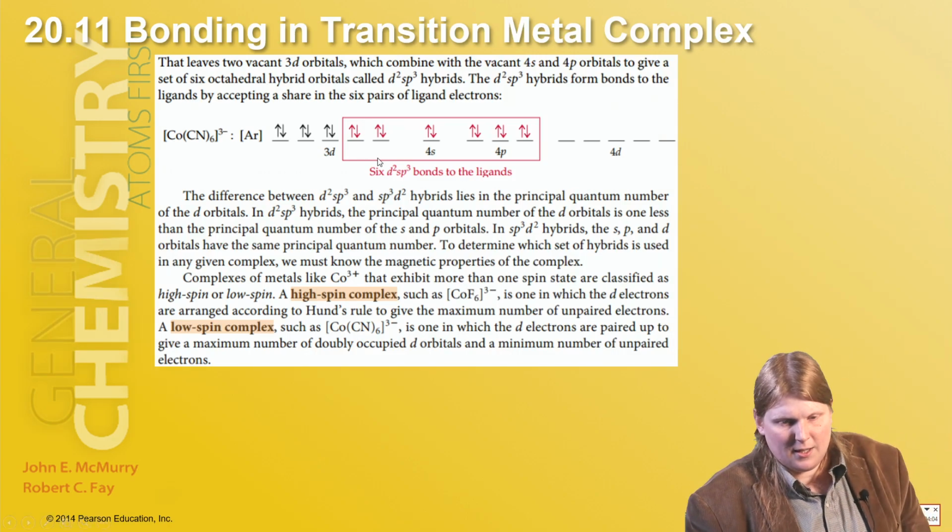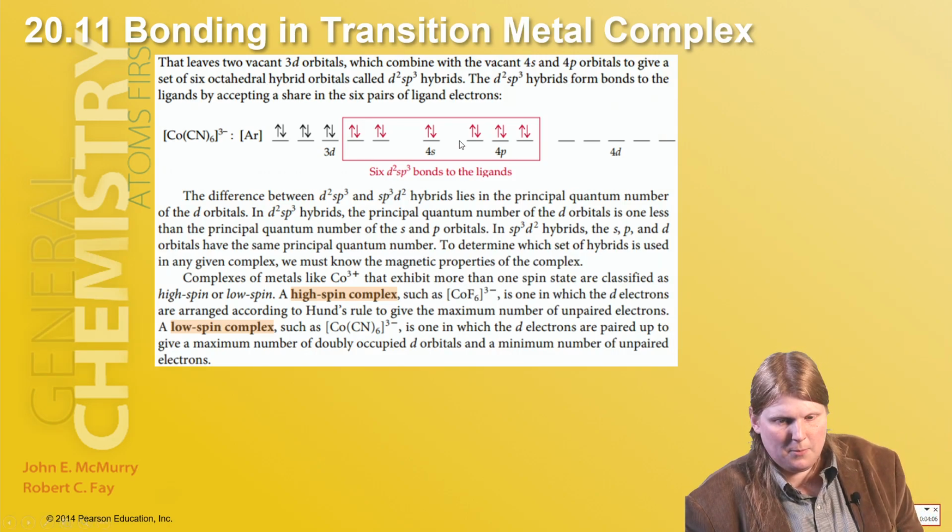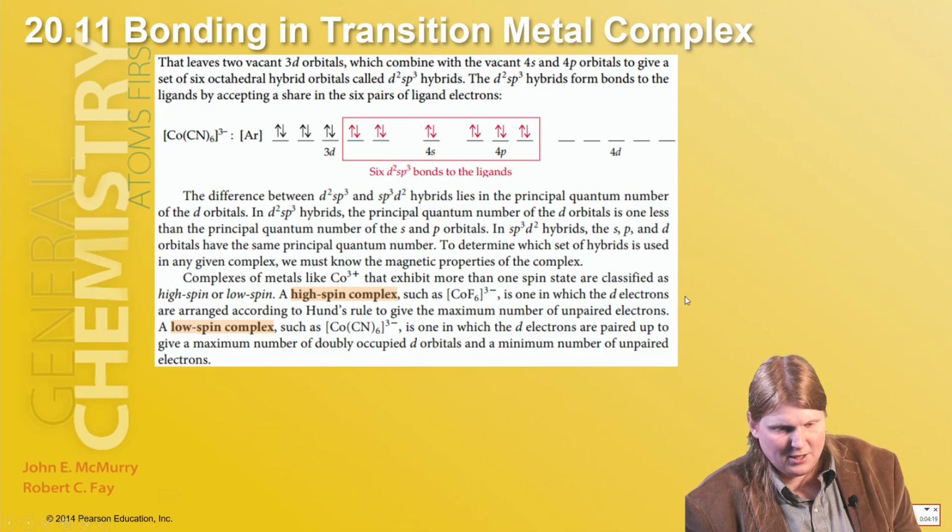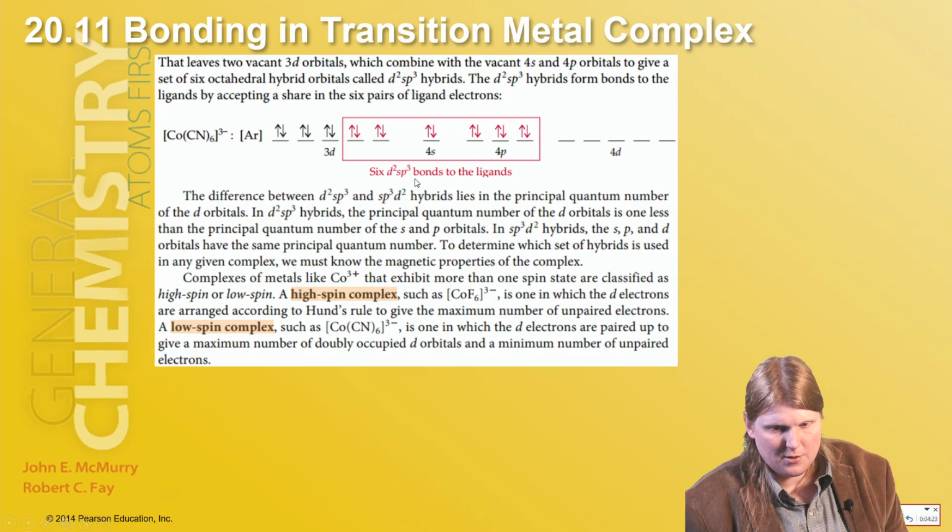And we see here 6 d2sp3 bonds to the ligand, so 2 d's, an s, and 3 p's, being able to see this, right? Complexes of metals like cobalt 3+ that exhibit more than one spin state are classified as high and low spin. High spin is where the d electrons are arranged according to Hund's rule to give the maximum unpaired electrons, so not like this version, where there are no unpaired electrons. Low spin, like this example up here, is one where they've paired up.